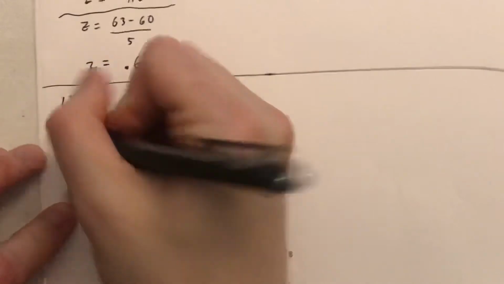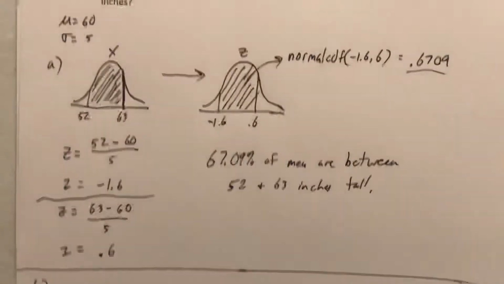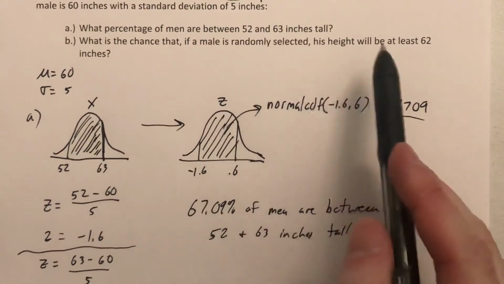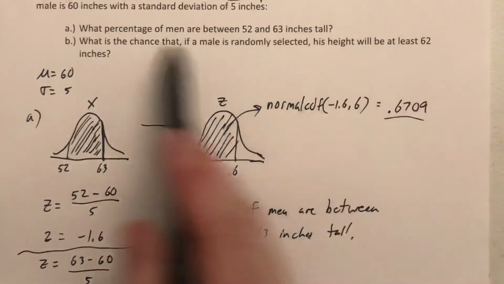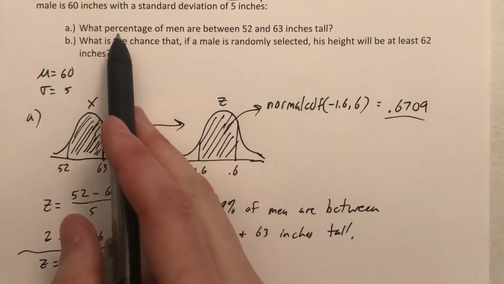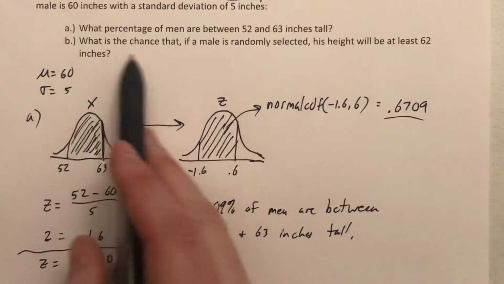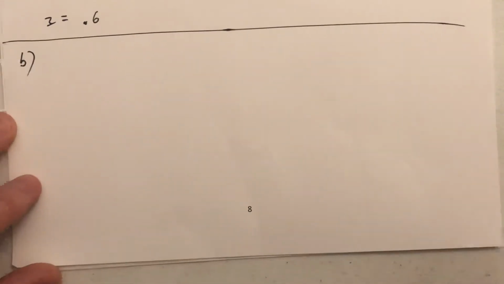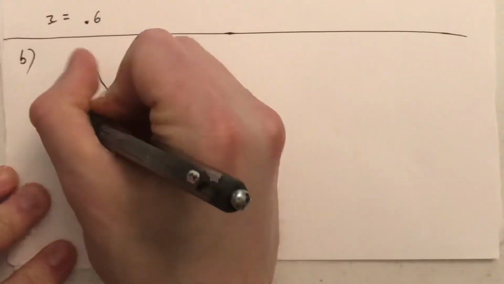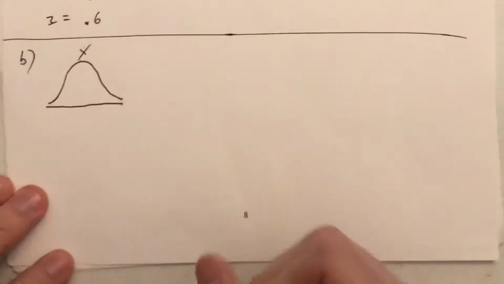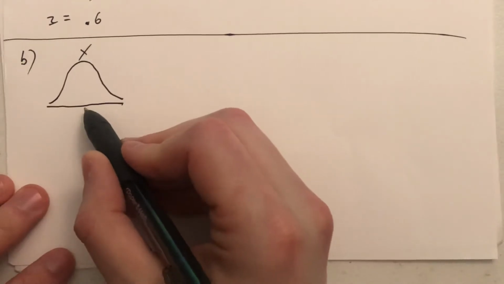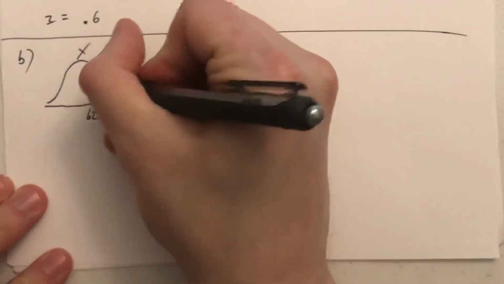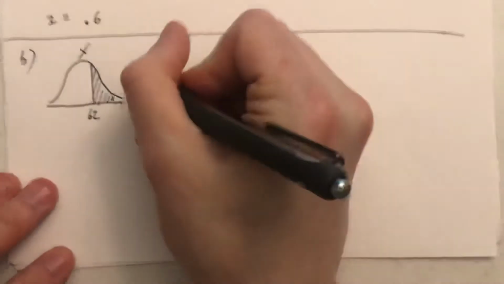Okay, so for B, same information. The question is just asked differently. What's the chance that if a male is randomly selected, his height will be at least 62? Now, it's a different question, but like we said earlier, the difference in percentage versus chance or probability, they're still the same question. They're still area under the curve. So we would still want to draw a bell-shaped curve. Now, in data world, again, the center is 60, so we're asking for at least 62. So 62 would be to its right, and at least would mean 62 or more.